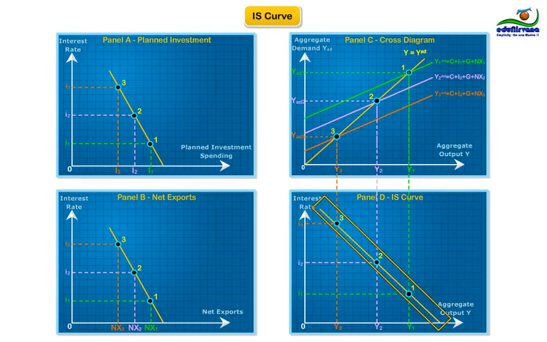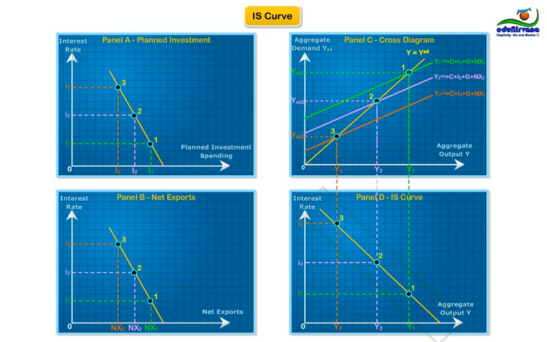The line connecting the 3 points is called the IS curve. It shows the combinations of interest rate and equilibrium aggregate output, for which aggregate output produced equals aggregate demand. The negative slope in panel A and B indicates that a higher interest rate results in lower planned investment spending and net exports, and hence lower equilibrium output in panel D.